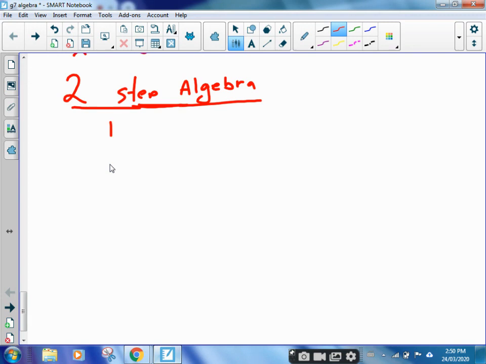Okay, so as you know, in one-step algebra, what we want to do is identify what type of operation, so that's addition, subtraction, multiplication, or division, is attaching a number to a variable. So in this case, the operation that's attaching the variable x to the number 4 is addition. That is the type of operation.